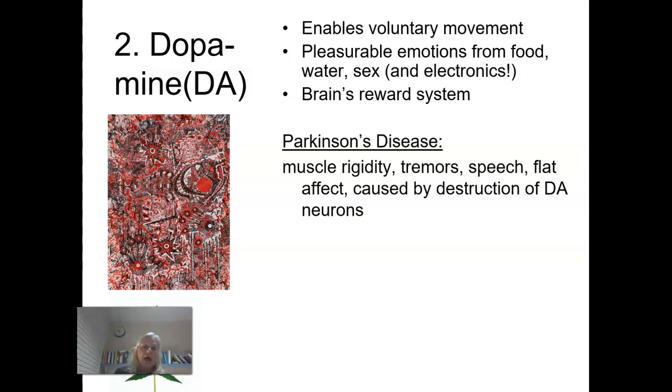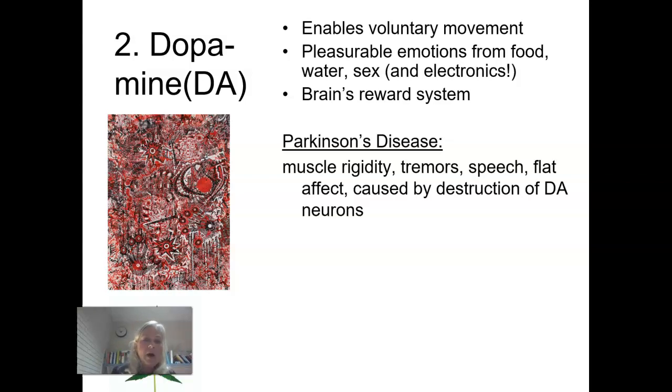So the person who has Parkinson's disease has muscle rigidity. They have tremors sometimes with their hands. It might be a slow tremor. It might be a fast tremor. Their speech is impacted because they can't move their tongue or their mouth the way that they normally would. They have what we call flat affect. That means their facial expressions are flat.